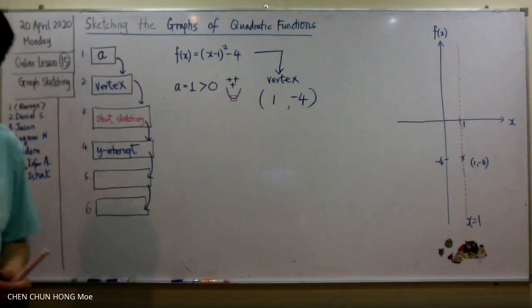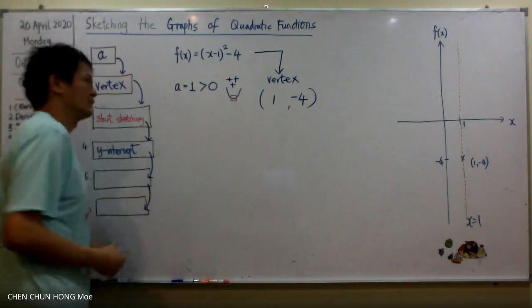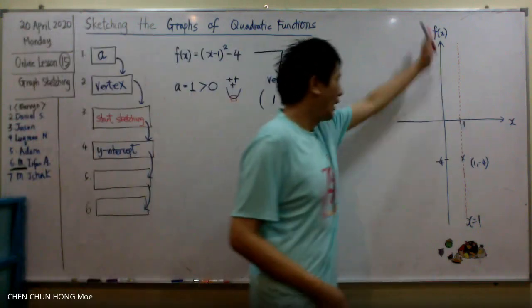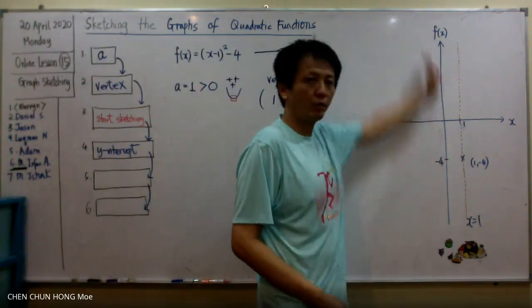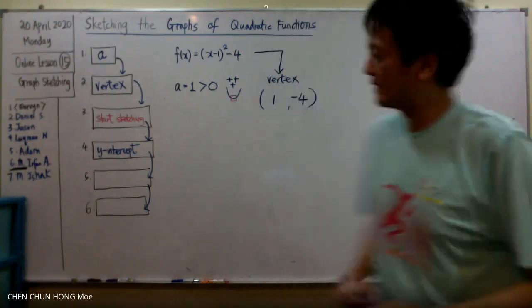Y-intercept. So if you compare this with your textbook, the step is slightly different. I'll explain why. Now, how to get the y-intercept? On the y-axis, the value of x is always 0, right?